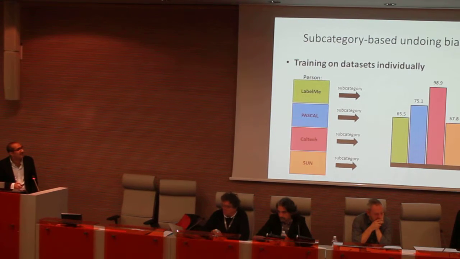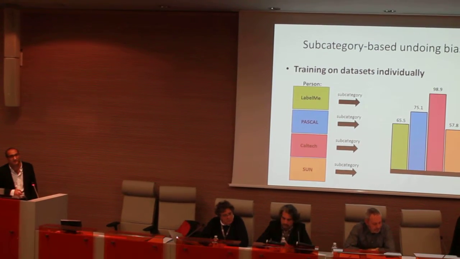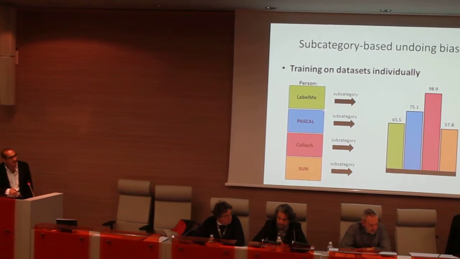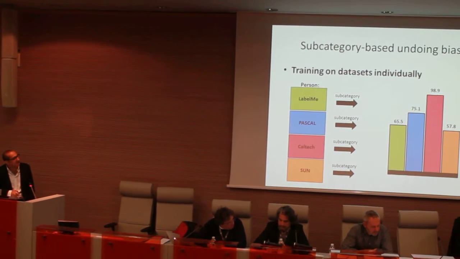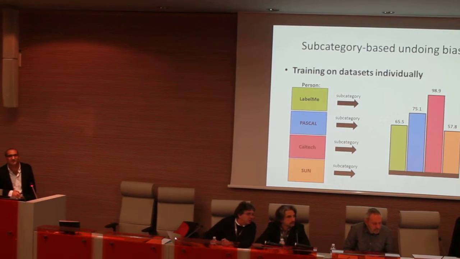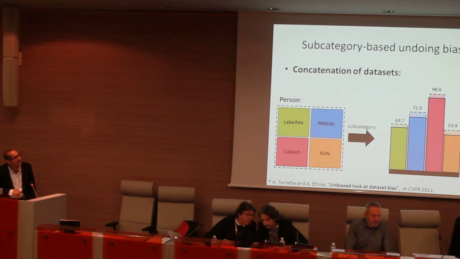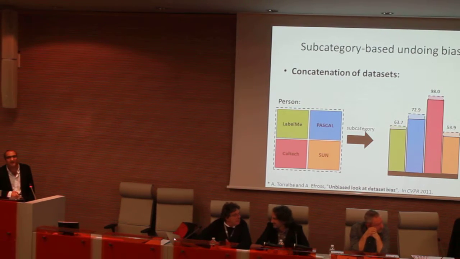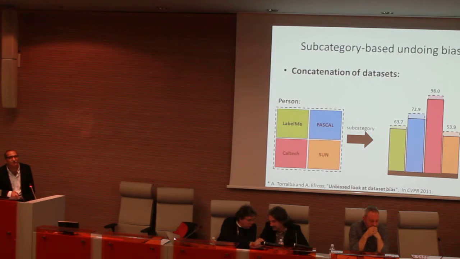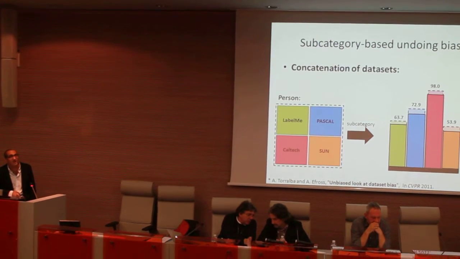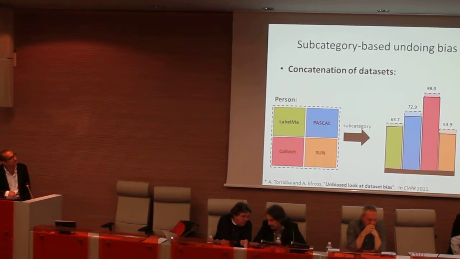So having this idea in mind, we did an experiment. We took four different datasets and trained a subcategory model for each of them separately for the task of person detection. And this is the performance of the system. Then we mixed and combined these four datasets, and we retrained the subcategory model. And we observed a drop in performance. That was strange, right? But this effect has also been reported in this paper before, and is known as dataset bias.